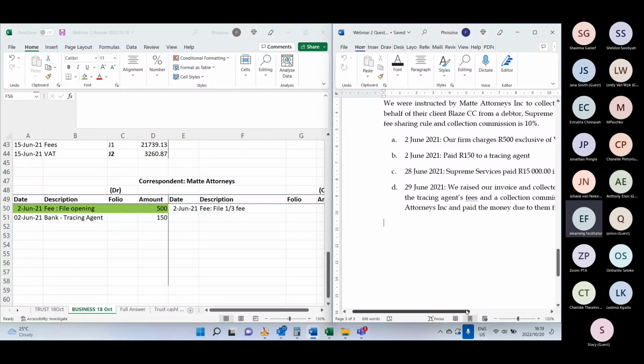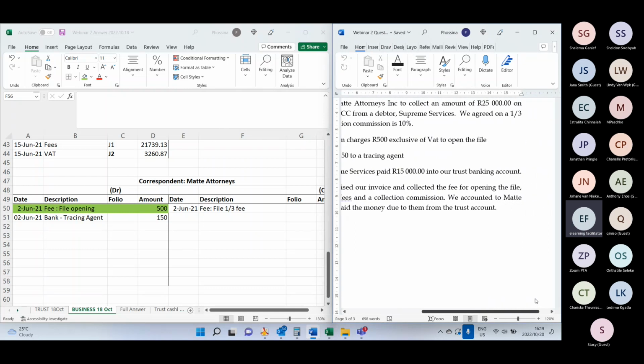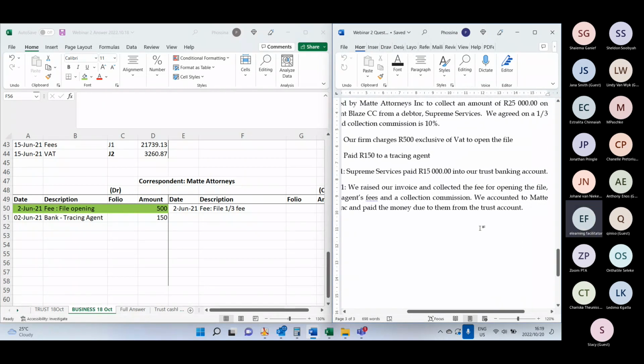Supreme Services paid 15,000 into our trust banking account. Supreme Services is where we are collecting from, and they are paying on behalf of Blaze, and Blaze instructed Met attorneys, and Met attorneys instructed our firm. So it's more of a 4-leg transaction. But in our case, our client becomes the correspondent, which is Met attorneys. We are not worried about Blaze, because the accounting for Blaze will be done by Met attorneys.